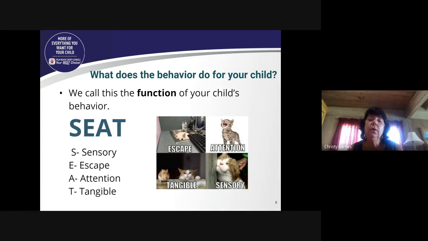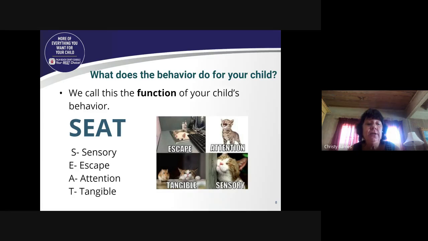Let's talk about now, what does the behavior do for your child? There is a reason why all of our children behave. We call this the function of your child's behavior. An easy acronym to remember is SEAT, S-E-A-T. And we have some great pictures to kind of discuss that. The first thing we're going to talk about is sensory. Our children do things because it feels good, okay? When we talk about escape, they're leaving the situation because they just need to get away. So it's easy just to leave or to do a problem behavior that gets them out of it.